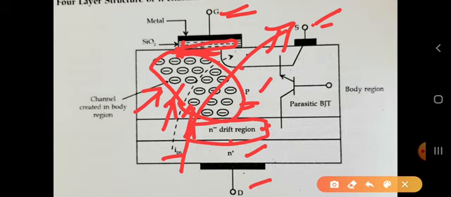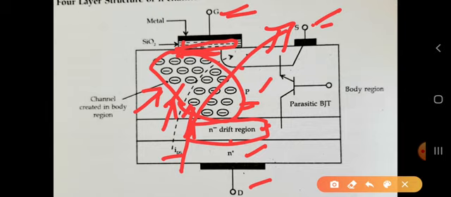Here the dotted lines you are seeing are called a channel, which is created by the electrons, and the current starts flowing from this end. IDS starts flowing along the arrow mark shown. Current starts flowing from this direction to this direction, from drain to source.